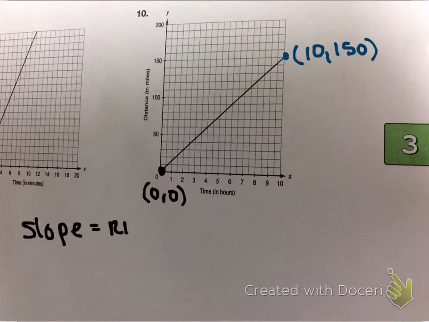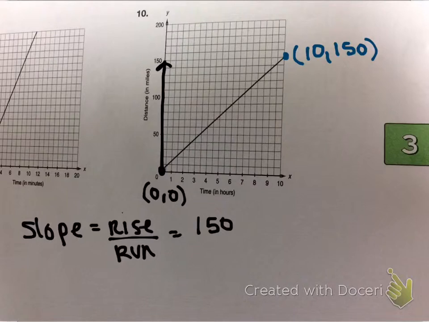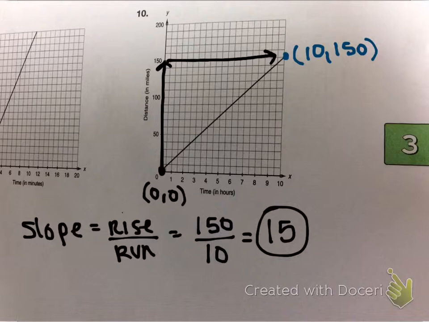I write slope equals rise over run because I do that on every single problem. I'm starting from the left and moving towards the point on the right. So I'm going to rise 150 units and run 10 units. 150 divided by 10 is 15. So our slope is 15.